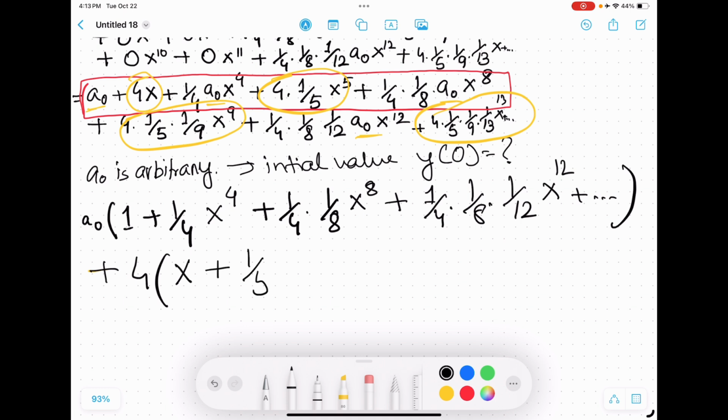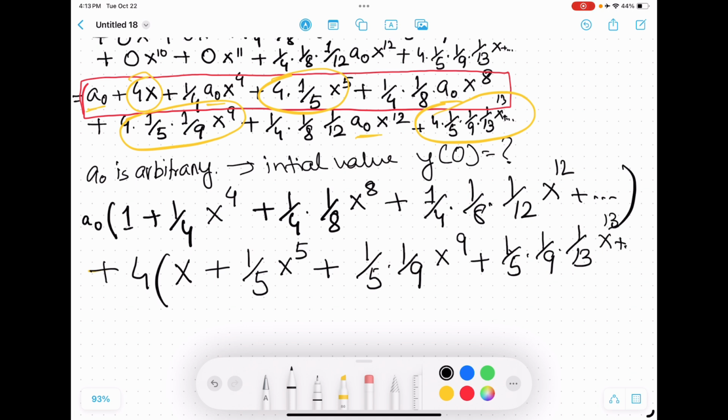plus 1 by 5 x to the power 5 plus 1 by 5 times 1 by 9 x to the power 9 plus 1 by 5 times 1 by 9 times 1 by 13 x to the power 13, and so on. And if you look in this part of the series, you can see that in my denominator, instead of having multiples of 4, we are adding 4 to the respective numbers. I just have a 5, and then I kept adding 4s to it. When I add 4 to my 5, I have a 9. When I add 4 to my 9, I have a 13, and so on.